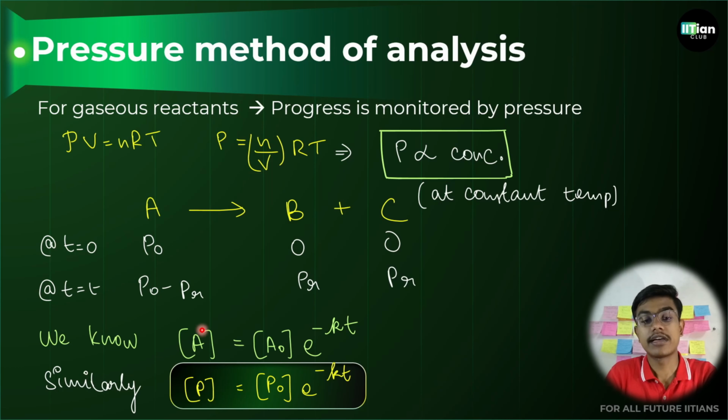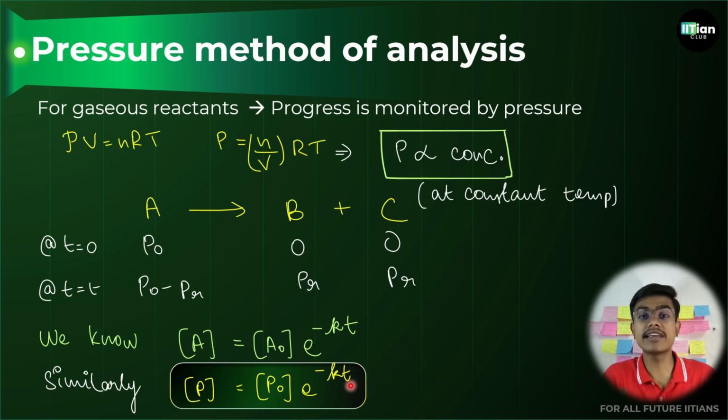We already know that concentration of A is equal to A0 e to the power minus KT. One more thing you have to notice: in this pressure analysis, the gaseous reactions are all first order reactions. That also you have to know. So this is the concentration expression for the first order reaction. As pressure is directly proportional to concentration, we'll be able to write the pressure of A. This is not the total pressure, by the way. P is the pressure of A at any time, that is equal to P0 e to the power minus KT, where P0 is the pressure of A at time equal to 0.